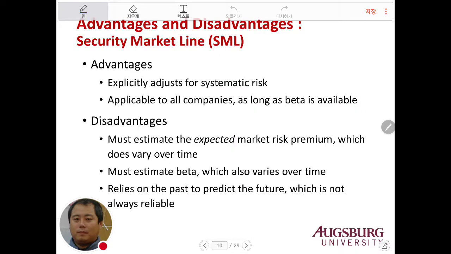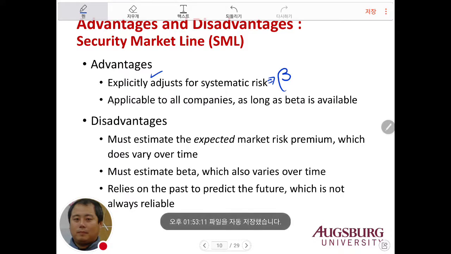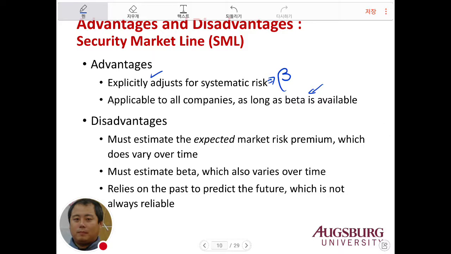This also has pros and cons, and the advantage is that it shows risk, which is the beta. So it directly shows the beta as the systematic portion of the risk. It's applicable to all companies as long as beta is available. It doesn't matter whether this company pays dividends or not. As long as we have beta, then we can use that. Now there are also a number of disadvantages for this model.